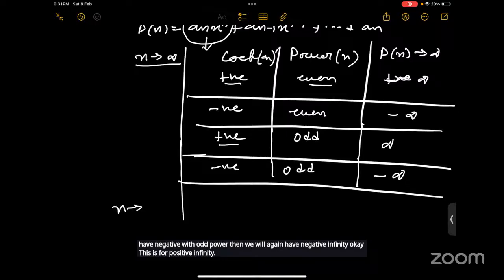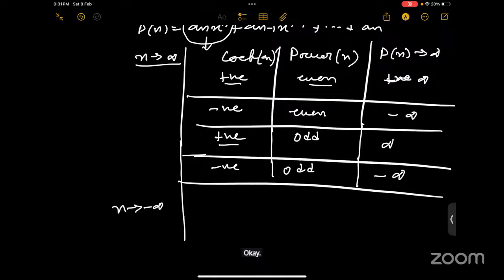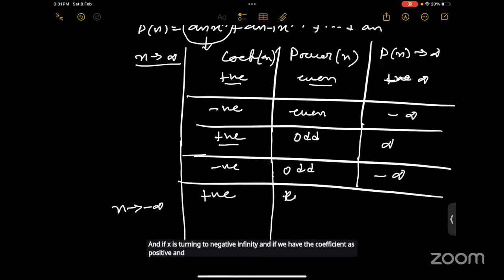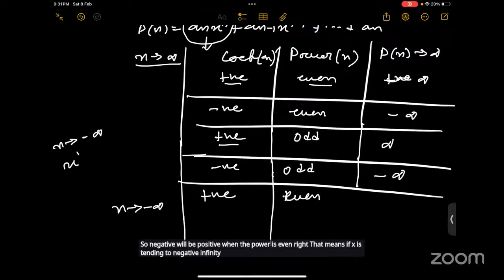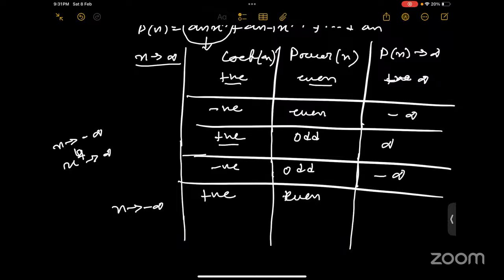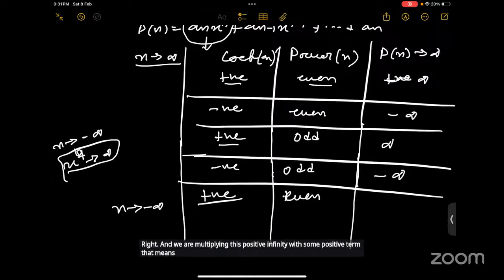And if x is tending to negative infinity, and we have the coefficient as positive and the power as even, then negative will become positive when the power is even, right? That means x squared will be tending to positive infinity, or x to the power 4 also will be positive infinity. And we are multiplying this positive infinity with some positive term, so in result we will get a positive infinity, right?